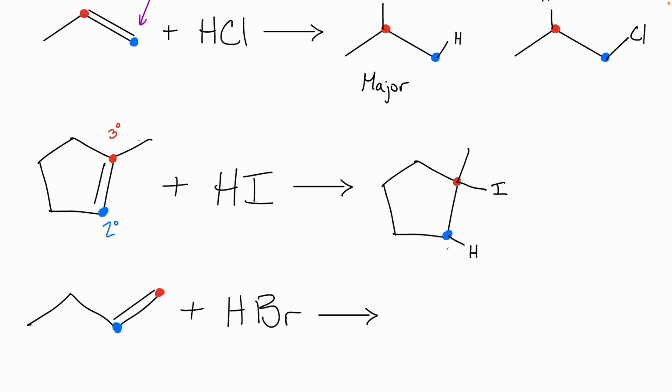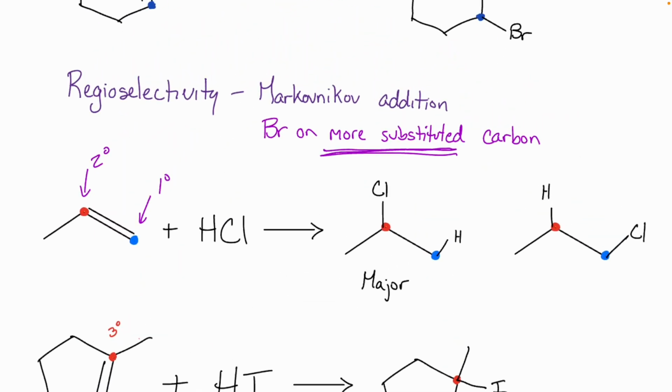And I said Br on the more substituted carbon, but it's really the halogen, whatever the halogen is. Let's say X for our halogen.